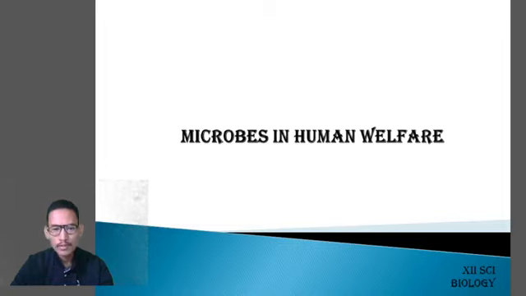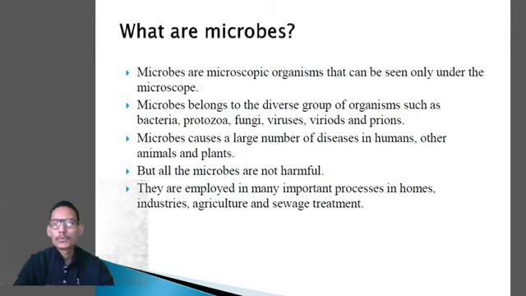So in this chapter we are going to learn about the role of those microbes, or the uses of those microbes for the welfare of human beings. Clear? So before starting with the chapter, what are microbes? Microbes are the microscopic organisms which cannot be seen by the naked eye. They are only visible under the microscope.